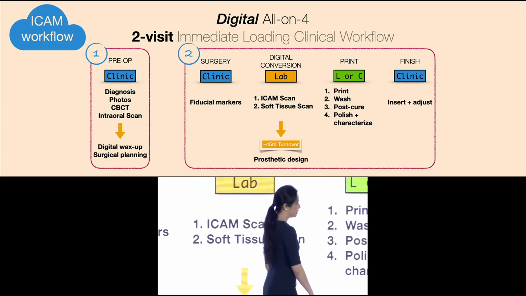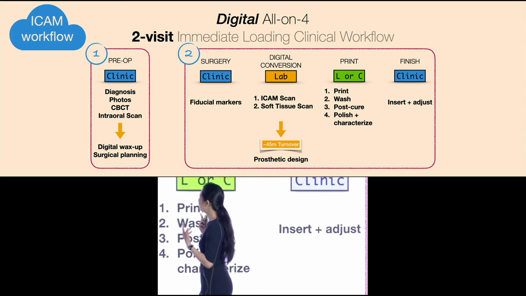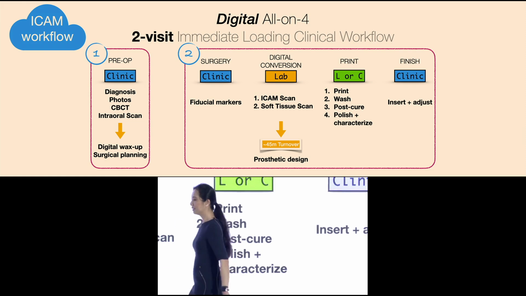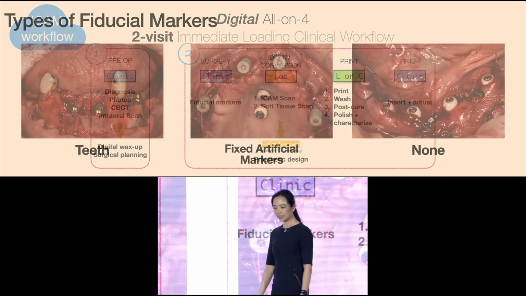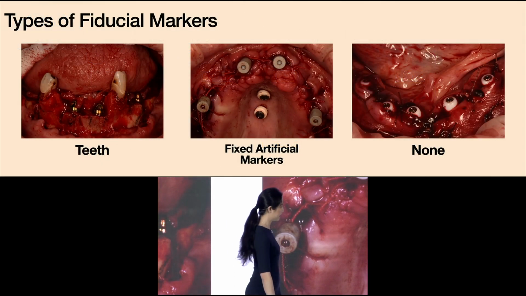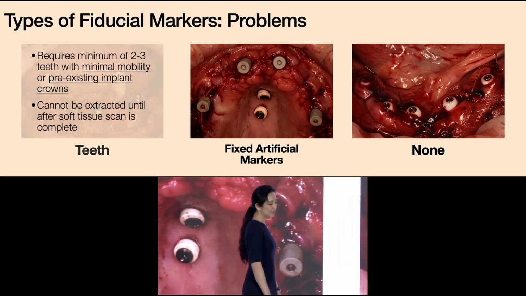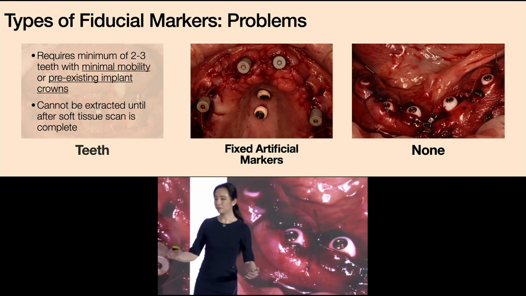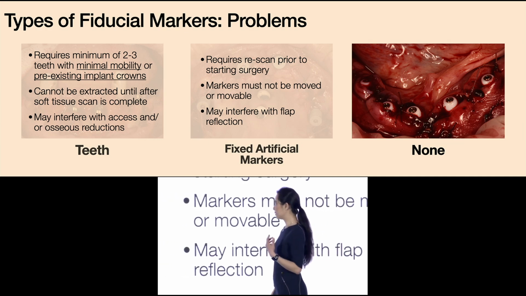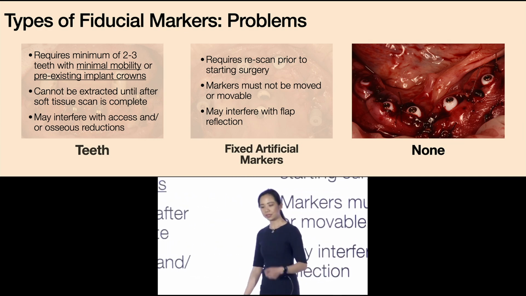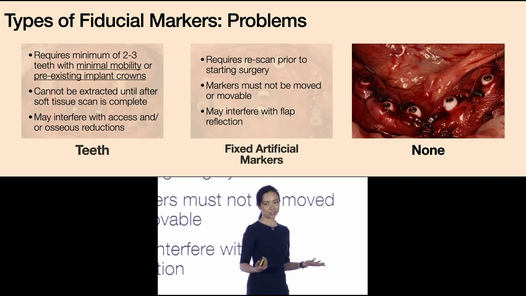So what's going on is that the ICAM workflow that I just went over is a 2-visit immediate loading series. The biggest kicker in here is that we still need fiducial markers, whether it's teeth, fixed artificial markers, or none. The problem with teeth is that it requires a minimum of 2 to 3 teeth, minimal mobility, and can get in the way of surgery. With fixed artificial markers, we still have to rescan the patient before starting surgery. The markers might move and create issues, and it may interfere with flap reflection.